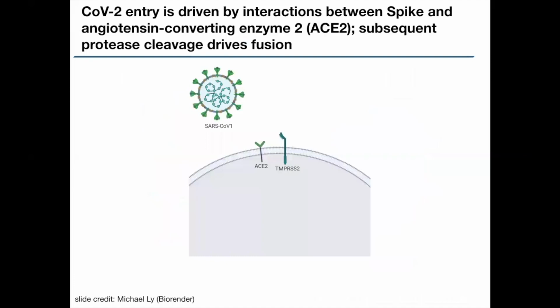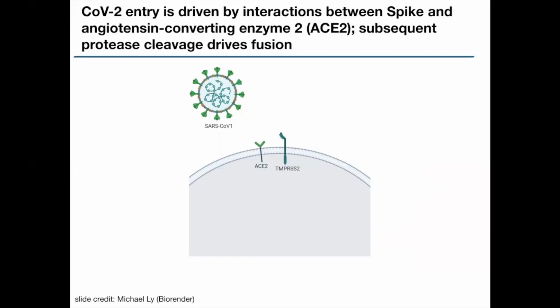So what does this entry process look like? As I mentioned, the spike protein is the protein responsible for engaging a cellular receptor. You can think of it like a lock and key mechanism, where the key is the viral glycoprotein and the lock is the cellular receptor. Different viruses will use different cellular receptors as a way of getting into cells. The receptor we know for both SARS-CoV-1 and CoV-2 is the same protein. It's a cellular protein called angiotensin converting enzyme 2, or ACE2.